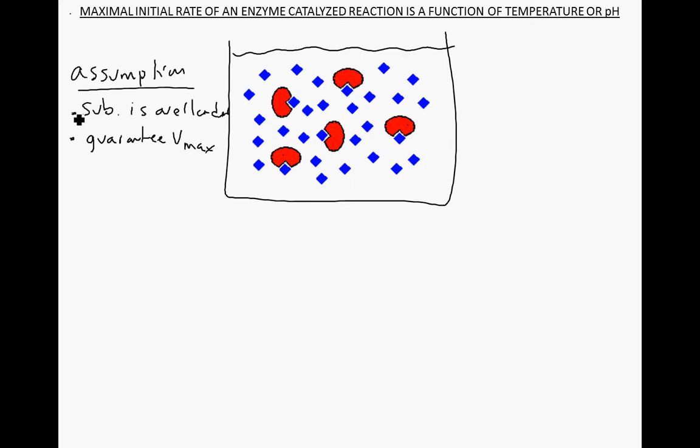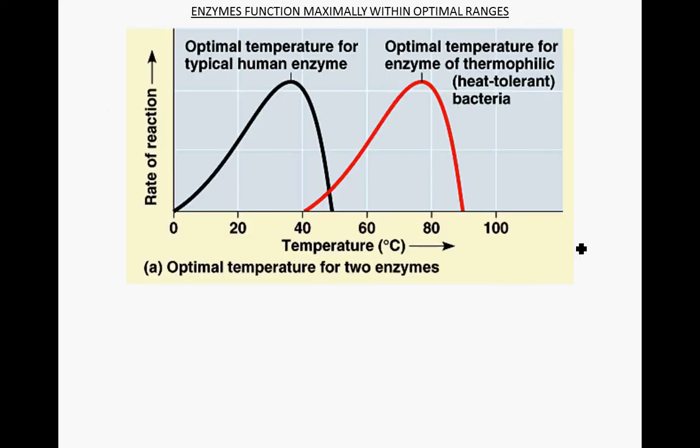So the question is, all right, what's going to happen if we change just the temperature or the pH of this environment around the enzyme? Based on your readings, you should be able to predict what's going to happen.